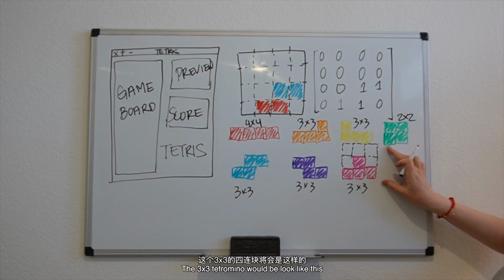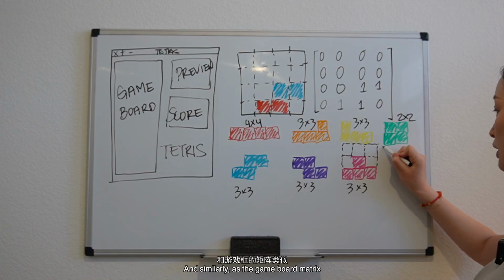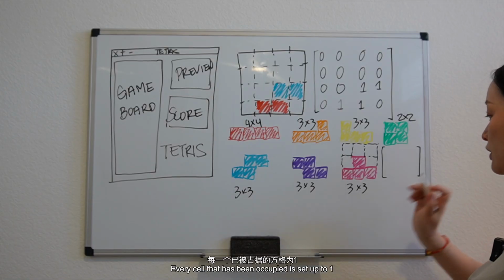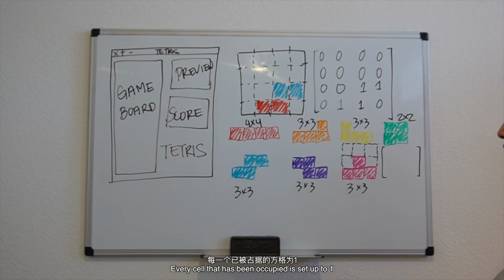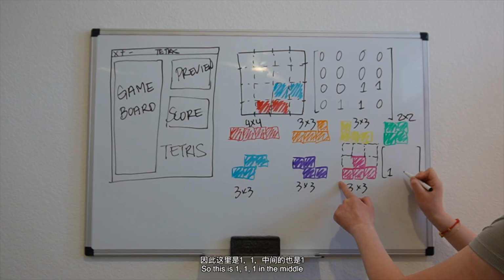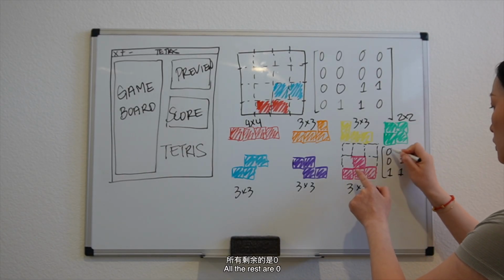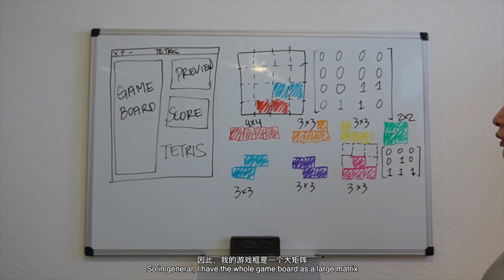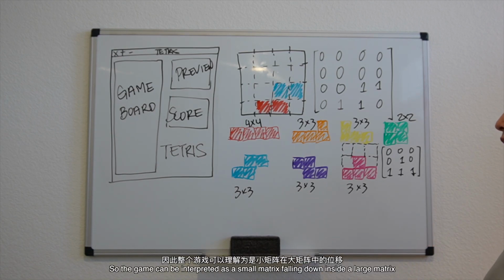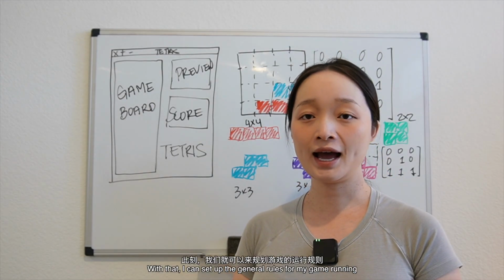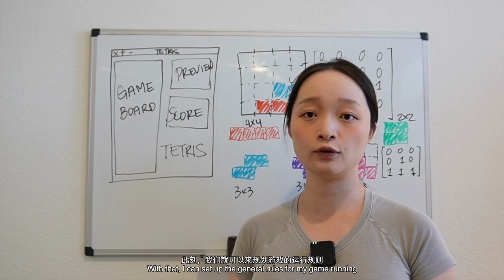The 3x3 matrix would look like this. Similarly to the game board matrix, every cell that has already been occupied is set to 1, and no square occupation will be 0. So this is 1, 1, 1 in the middle, and all the rest are 0. So in general, I have the whole game board as a large matrix and the falling down tetramino as the small matrix. The game can be interpreted as the small matrix falling down inside a large matrix. And with that, I can set up the general rules for my game running.